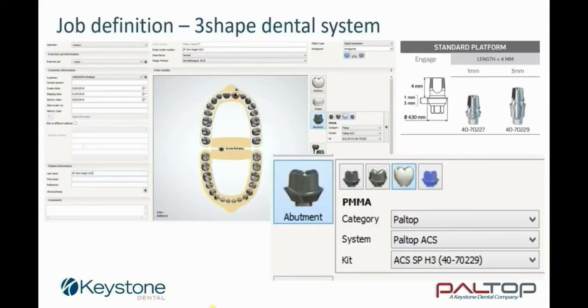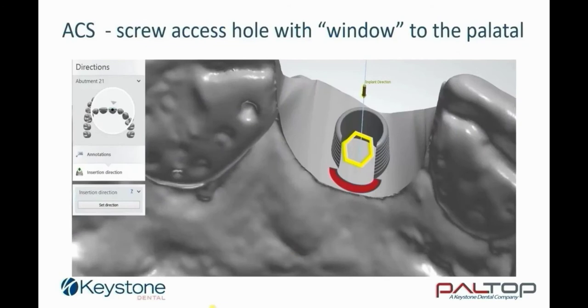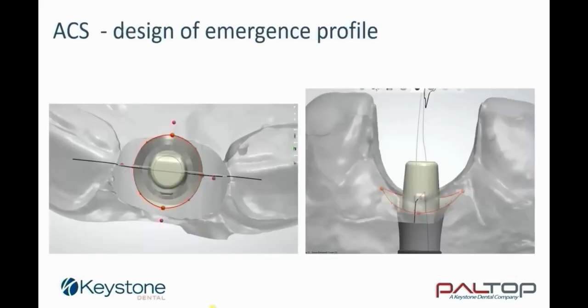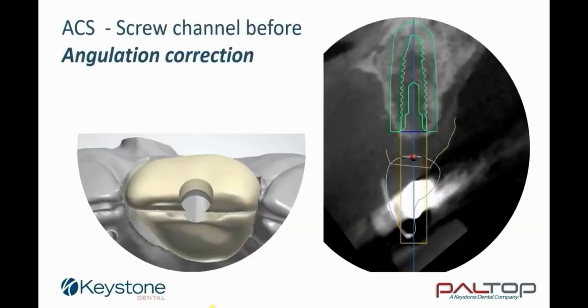So let's briefly review the workflow with the ACS abutment in the 3Shape Dental System. Following job definition, an ACS component is chosen in accordance with the platform and the cuff height. Go through the occlusal alignment stage. So now we can see the ACS abutment with the window on the palatal aspect. Continue with the design of the emergence profile. Continue with the design of the screw-retained crown.